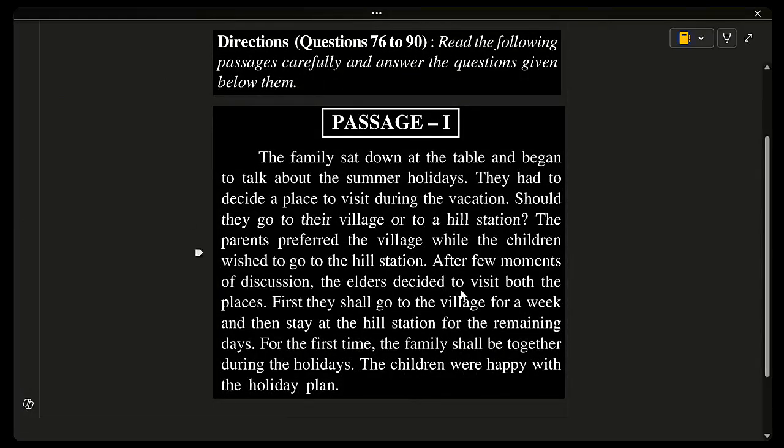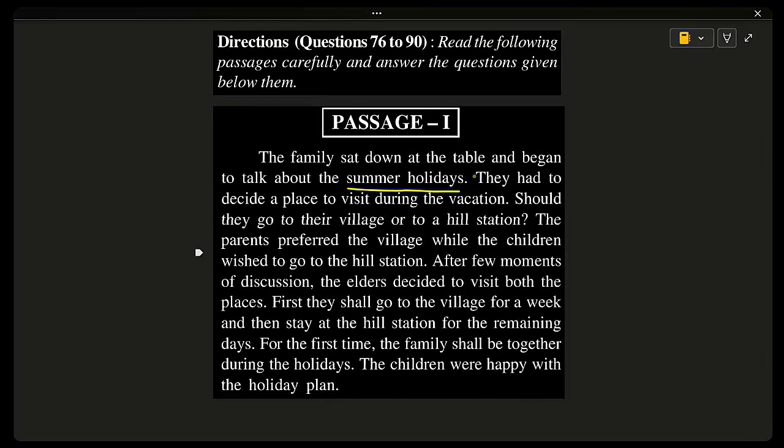First, let us go through the passage. The family sat down at the table and began to talk about summer holidays. That means summer holidays have just been completed or they are going through summer holidays. They sat down at the table and they are starting to talk about the summer holidays.